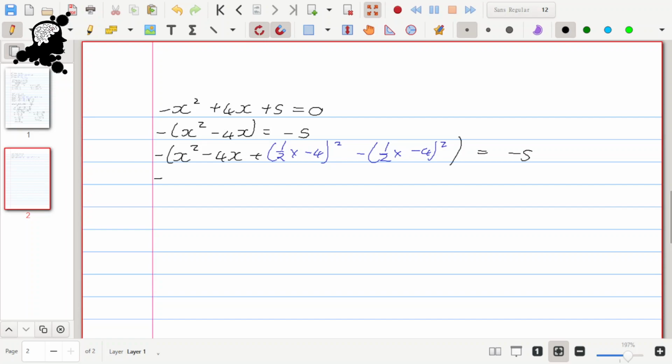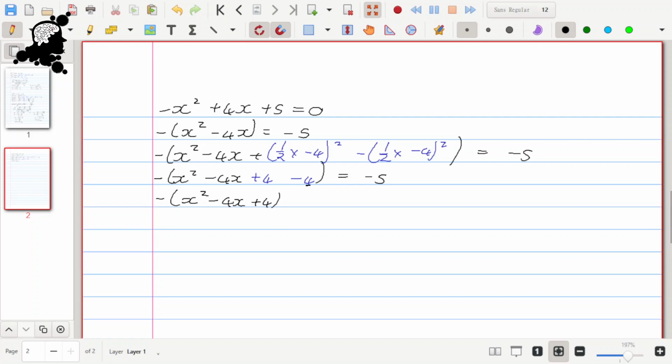Let's simplify. We get negative x squared minus 4x. Then half of negative 4 will give us negative 2. Negative 2 squared is going to give us positive 4, minus 4, wrong color. This is going to be equal to negative 5. Once again, we want to take this negative 4 out of the bracket because we only want to remain with a trinomial. So we're going to have negative x squared minus 4x plus 4.